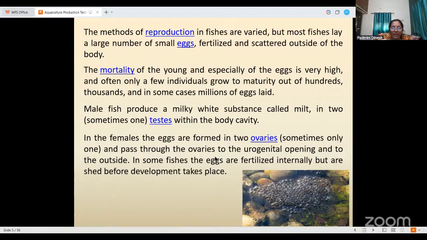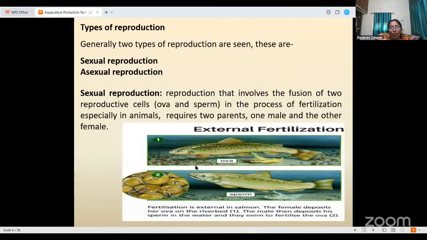So those are the two ovaries, and the eggs are fertilized internally or externally. Also, two types of fertilization. So what are the types of reproduction? Here you have sexual reproduction and asexual reproduction. In sexual reproduction, definitely you need an ova and a sperm, the process of fertilization as in most animals. The female lays the eggs, or the ova, and the male fishes let out the milt, or the sperm, on the ova. If you can see the eggs over there, the white ones are the sperms, which go and fertilize the egg. And this is external fertilization.